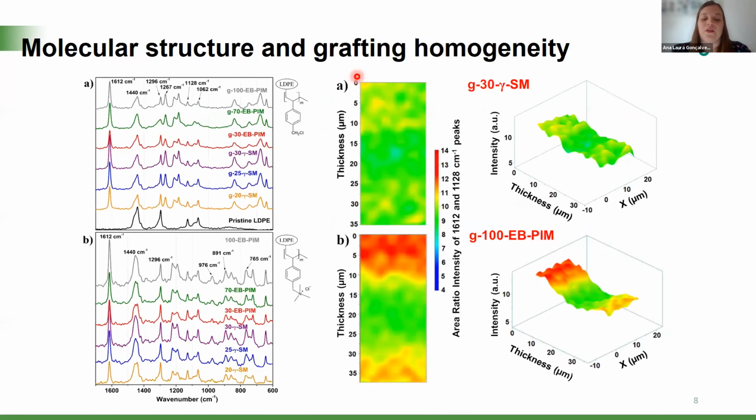The differences in degree of cross-linking provided by the two different techniques can affect many parameters in the membranes. For example, a high degree of cross-linking can hinder the monomer diffusion, resulting in heterogeneous grafting through the thickness of the membrane. So we did Raman mappings of these membranes, and we can see in this figure that the membrane synthesized by the simultaneous method is more homogeneous than the one synthesized by the pre-irradiation method, which shows more grafting at the edge.